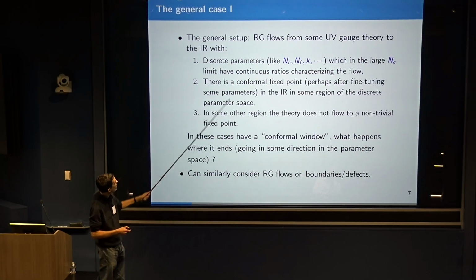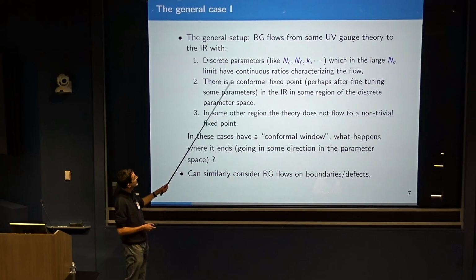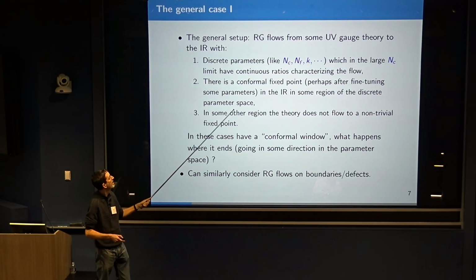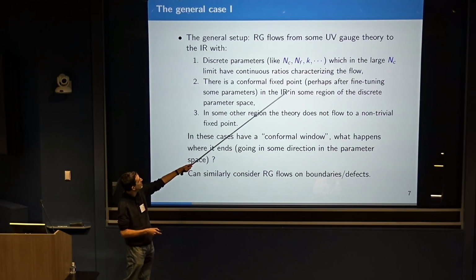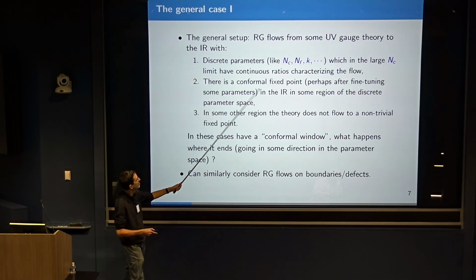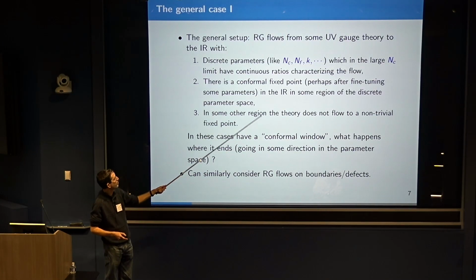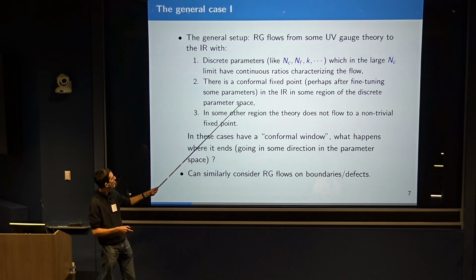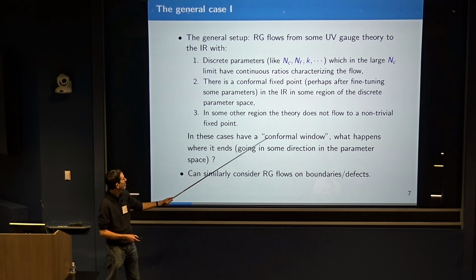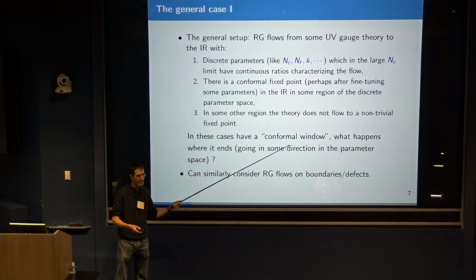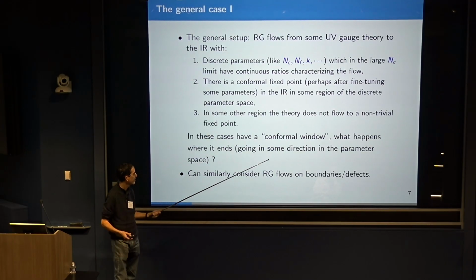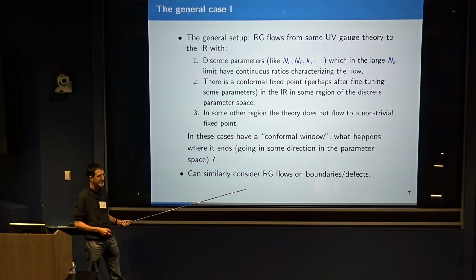So the more general setup that I'll analyze in this talk is a family of renormalization group flows from some high-energy gauge theory to low energies, and we want to have some set of discrete parameters, which in the large N_C limit may become continuous parameters that parameterize the flow. We'd like to have some region in this parameter space where we flow to a conformal fixed point, perhaps with some fine-tuning. And so in that region, we have what we call the conformal window, where we flow to a conformal fixed point. And we want to have some other region where we do not flow to a fixed point. And we want to ask, how does the transition between these 2 regions behave? So that will be the general question that I'll try to address in this talk.